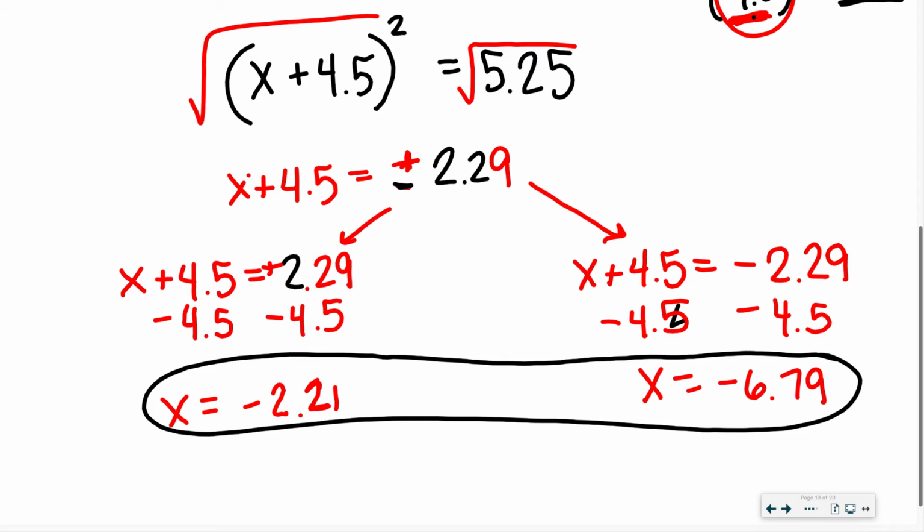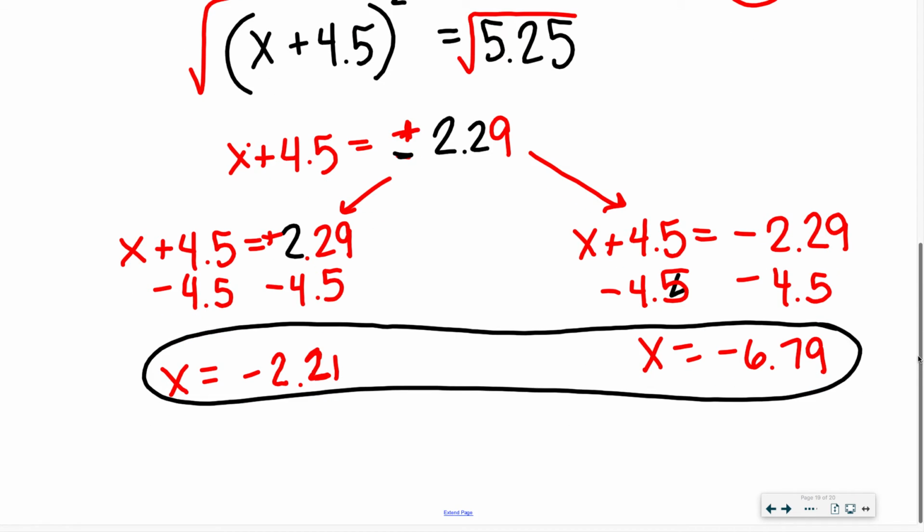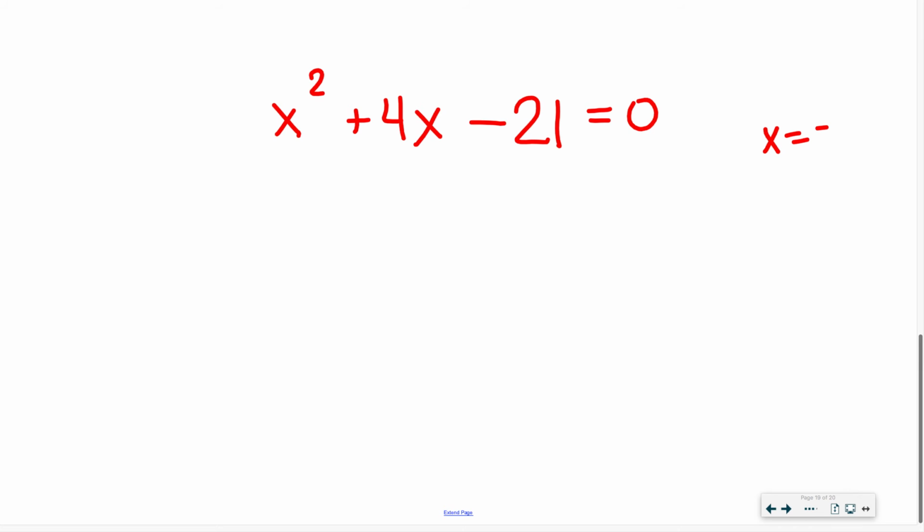Ready to try one? Yeah. We're going to try one that's factorable. I'm going to tell you the answers in the beginning, because it doesn't matter. All right, x squared plus 4x minus 21 equals 0. The answers are negative 7 and positive 3.